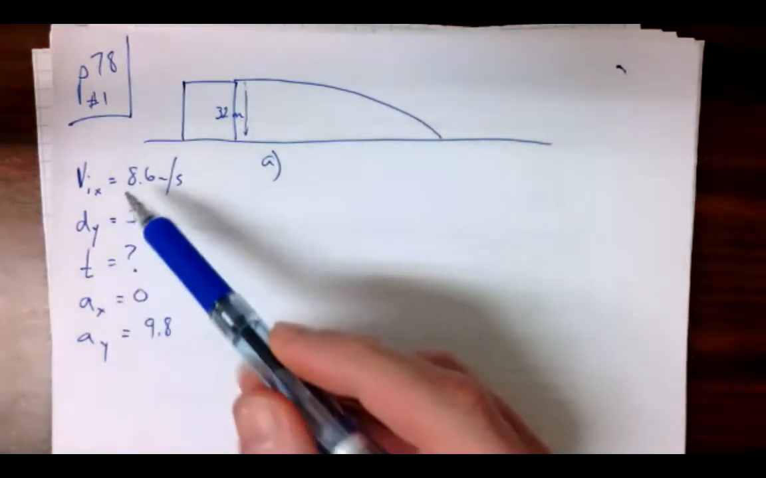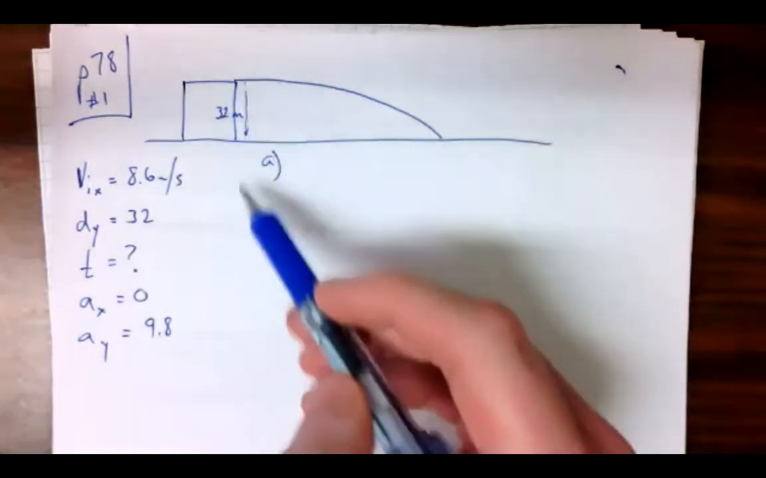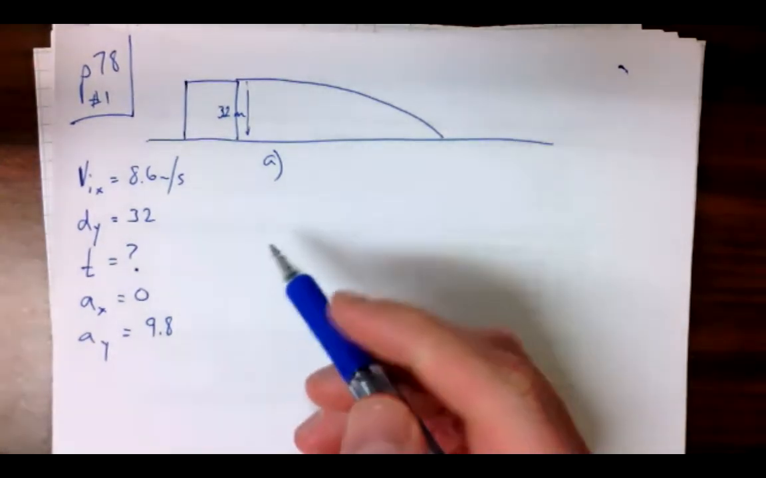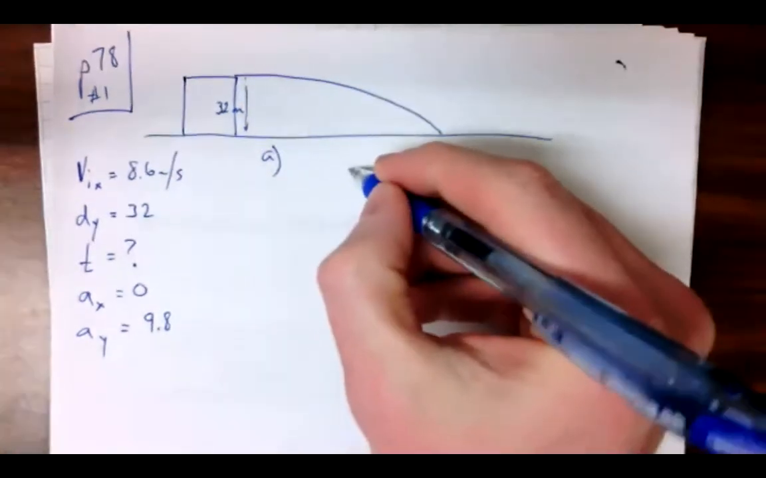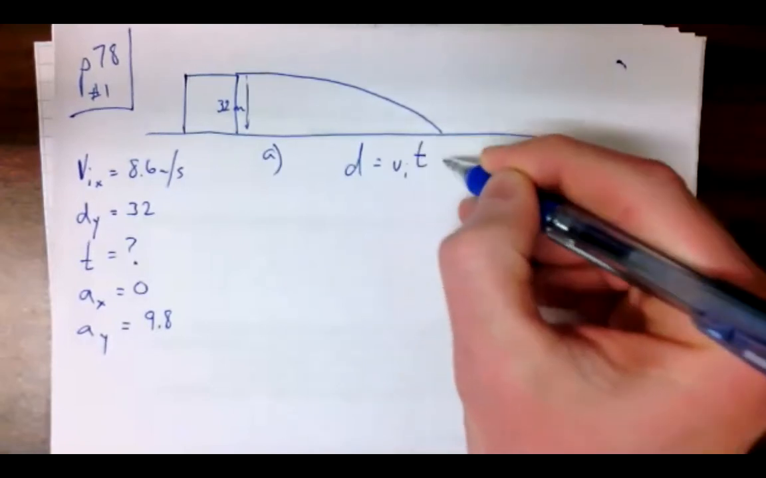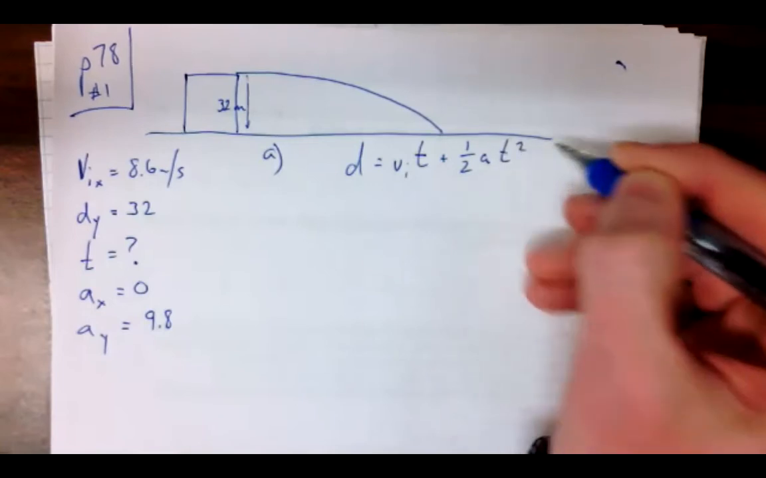So what we're going to have to do is look at this vertically. We're going to ignore the horizontal for part A. We're just dropping it. We have acceleration, we have displacement, and we don't care about final velocity. So our formula will be d equals v_i t plus 1/2 a t squared.